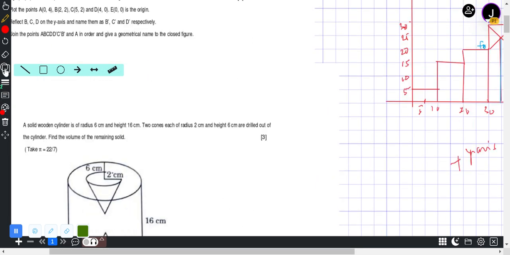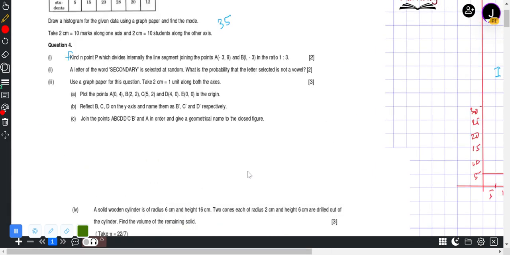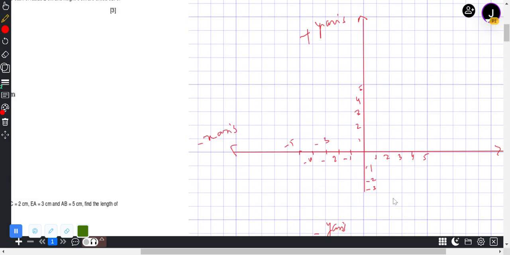Okay, close this. The question is: plot the points 0, 4, 2, 2. The origin's name is E. First we'll write the origin name. Origin is E. This is your E, which is 0, 0. Okay, we'll change the color so it will make more sense. Let's make it black. So this is E.